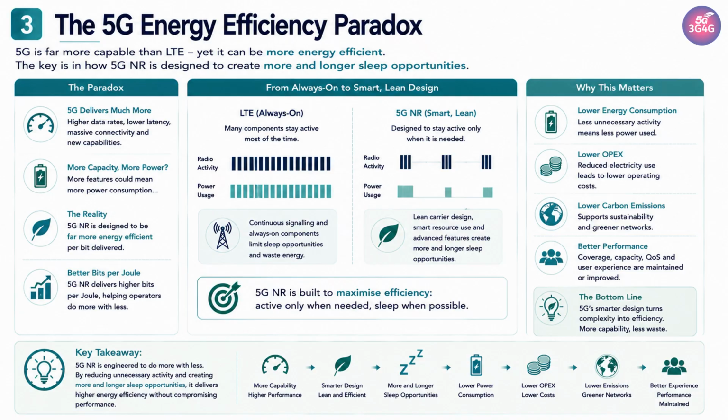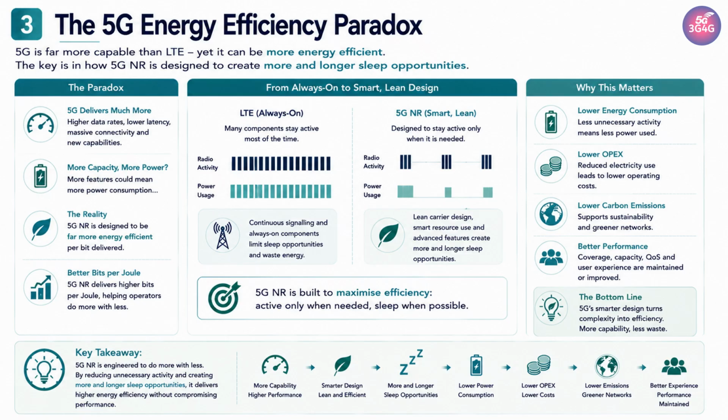Now we come to what I call the 5G energy efficiency paradox. On one hand, 5G NR can be much more energy efficient per bit delivered. It supports higher spectral efficiency, wider channels, more advanced antenna techniques, better scheduling, and more flexible use of resources. This means that for each unit of energy, the network can potentially deliver far more useful data than earlier generations. But on the other hand, 5G sites can also consume more absolute power. There are several reasons for this.